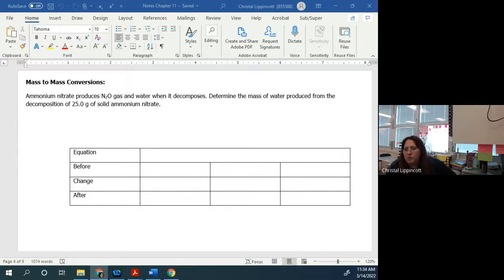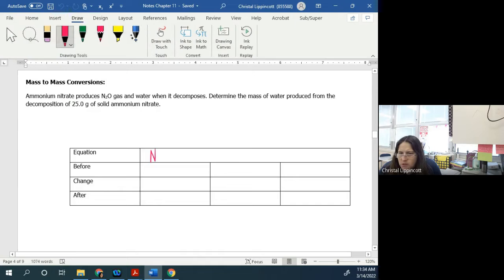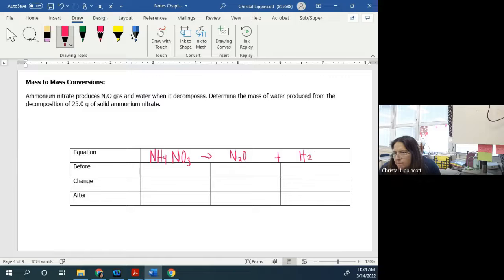All right. So we've got our equations. We need to start with balanced equations for these. We've got ammonium nitrate is going to produce N2O in water when it decomposes. So I'm going to balance my equation here. I've got ammonium nitrate, and that is going to produce N2O, and it's going to produce water. To balance this, we need to put a 2 here. So make sure you get that 2 written down.